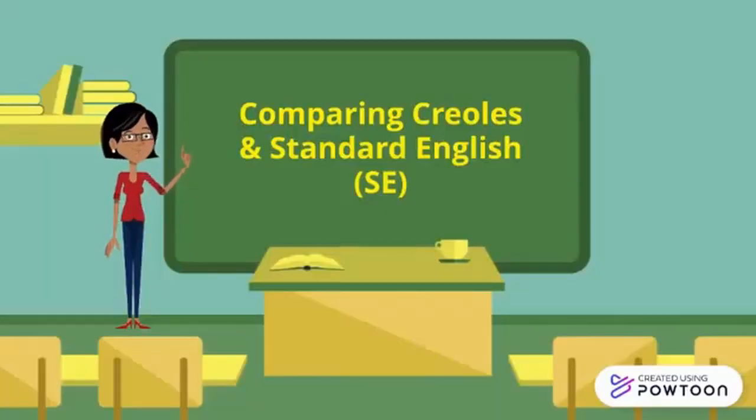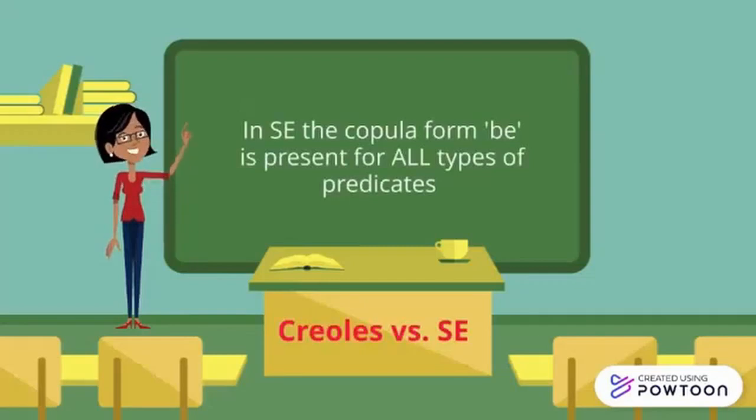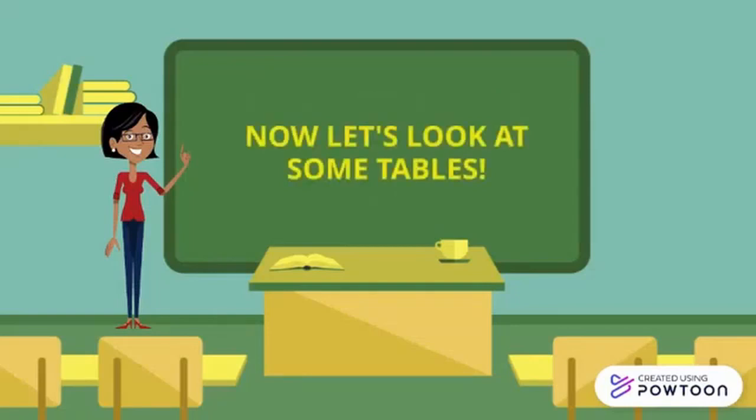Now we'll be comparing Creoles and Standard English. In Standard English, the copula form be is present for all types of predicates. In TEC and JC, the presence of the copula is dependent on the type of predicate, be it noun phrase, adjective phrase, or prepositional phrase in the sentence. The following tables compare some Creoles and Standard English. You can pause and look at them further.